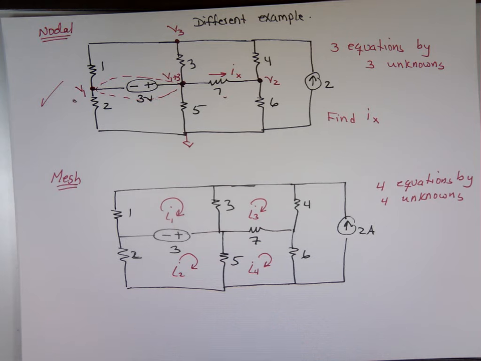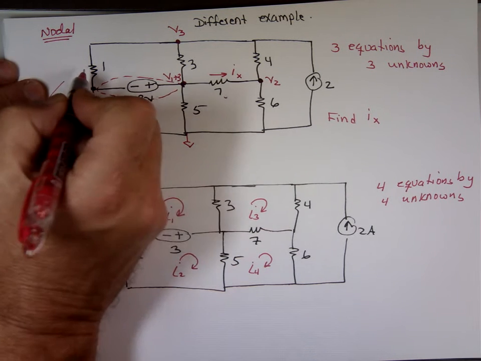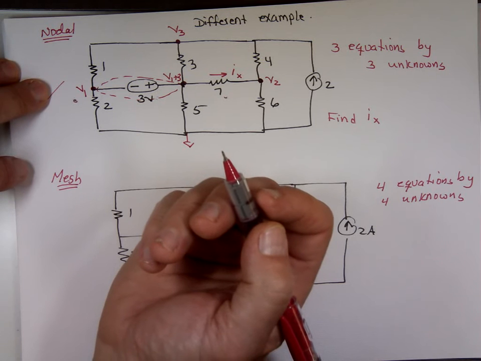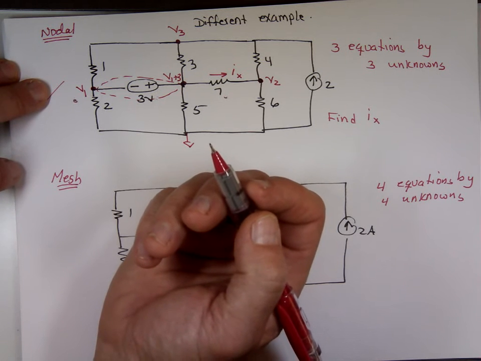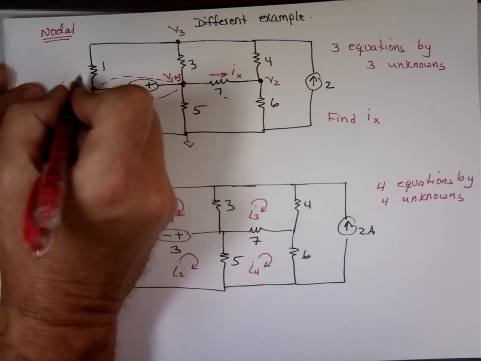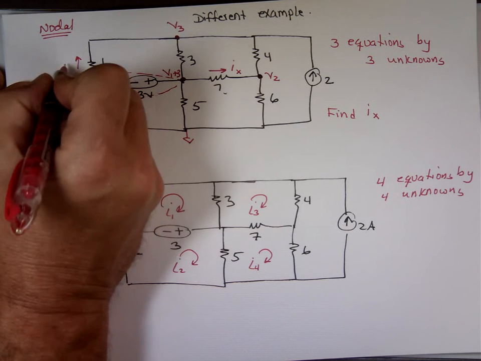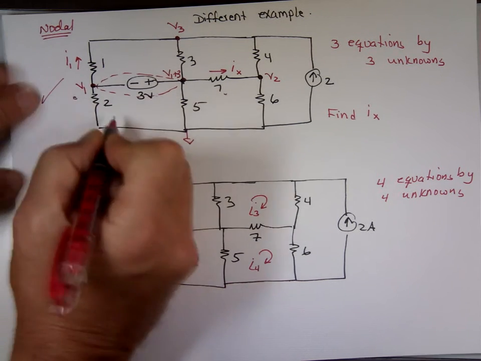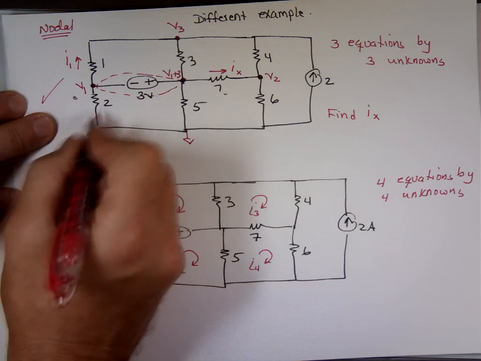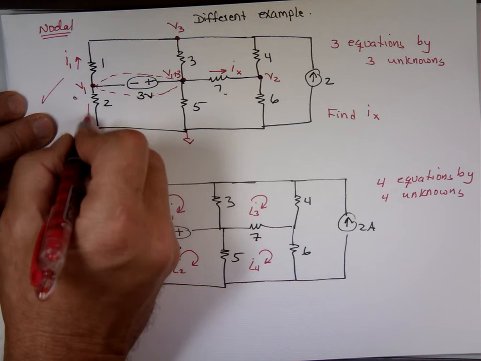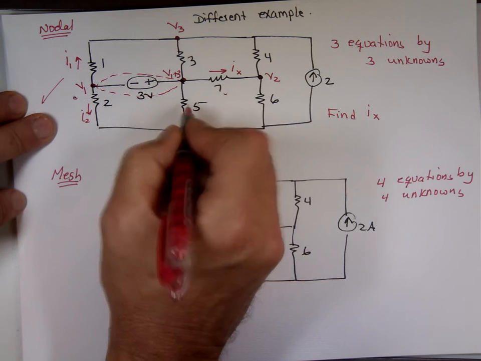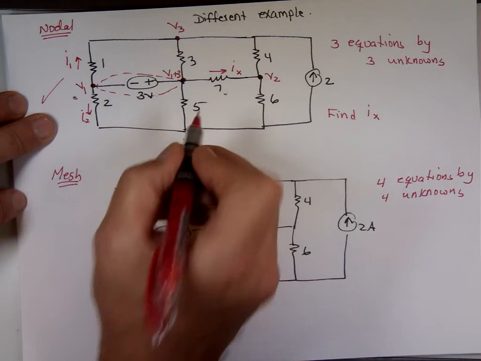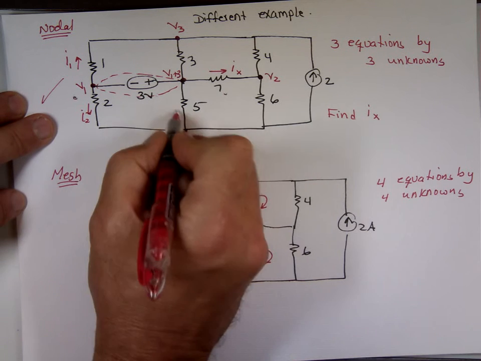So now we're going to start assigning current going up or down. It doesn't matter. You choose. It will not make a difference. So for the 1 ohm, which way? Up or down? Up? Okay, up. That's I sub 1. For the 2 ohm, down. I sub 2. For the 5 ohms, down, I sub 5.